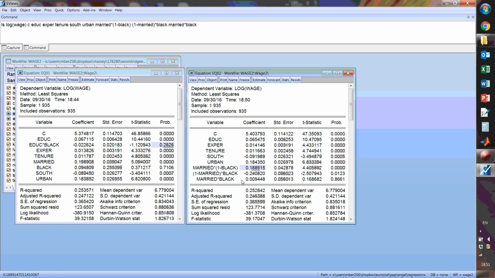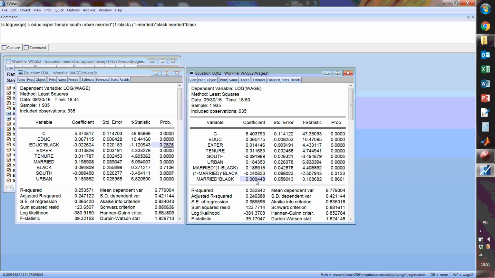If you are a single and black person compared to the single and non-black person, then your salary is actually 24% lower, which is very large and significant at 5%. And finally, if you are a married and black person, compared to the single non-black person, your salary is just marginally higher, around 1%, but it's not significantly different. Those are quite strong results, actually.